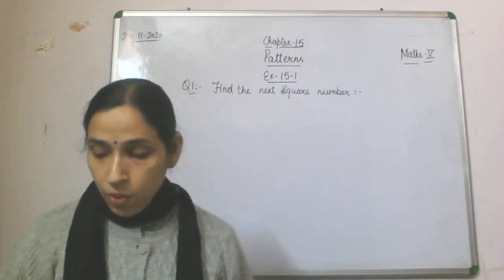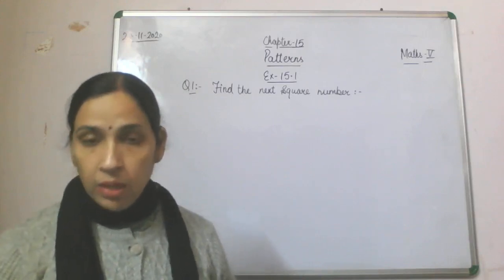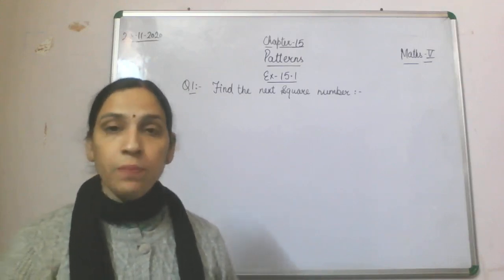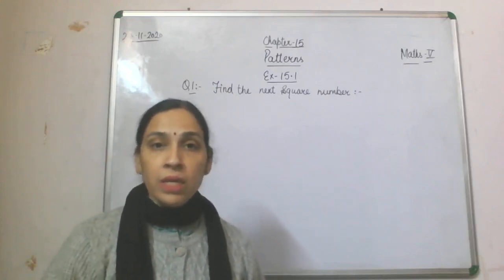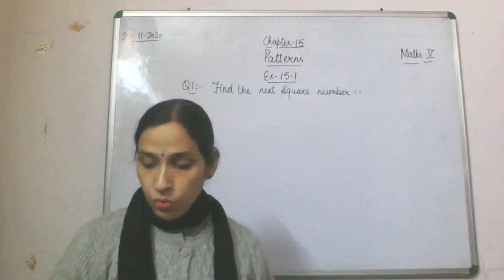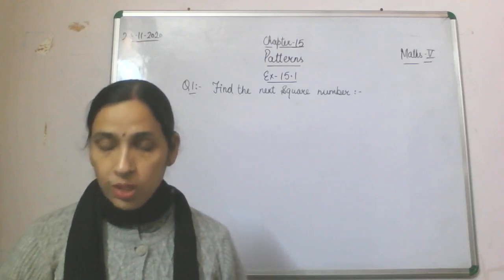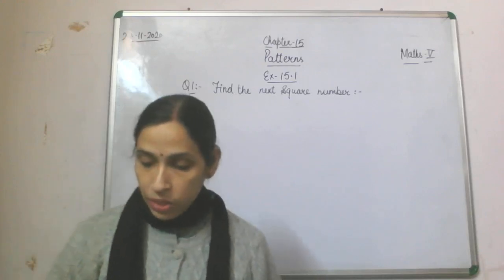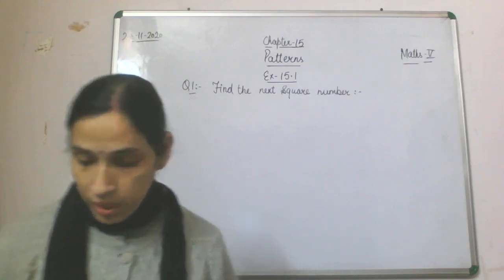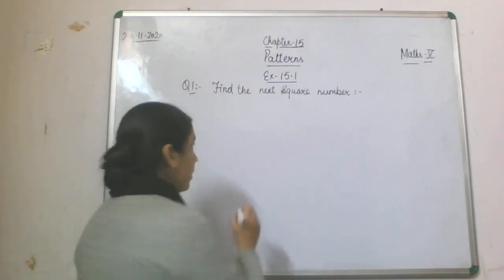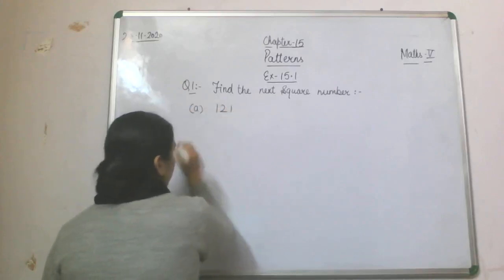Now 121 is given to you. Find the next square number means 121 is the square number of 11. It means the next will be that of 12. So either you can do the addition or you can do the multiplication, or the sum of odd numbers also you can do. Now find the next square number. A part is 121.